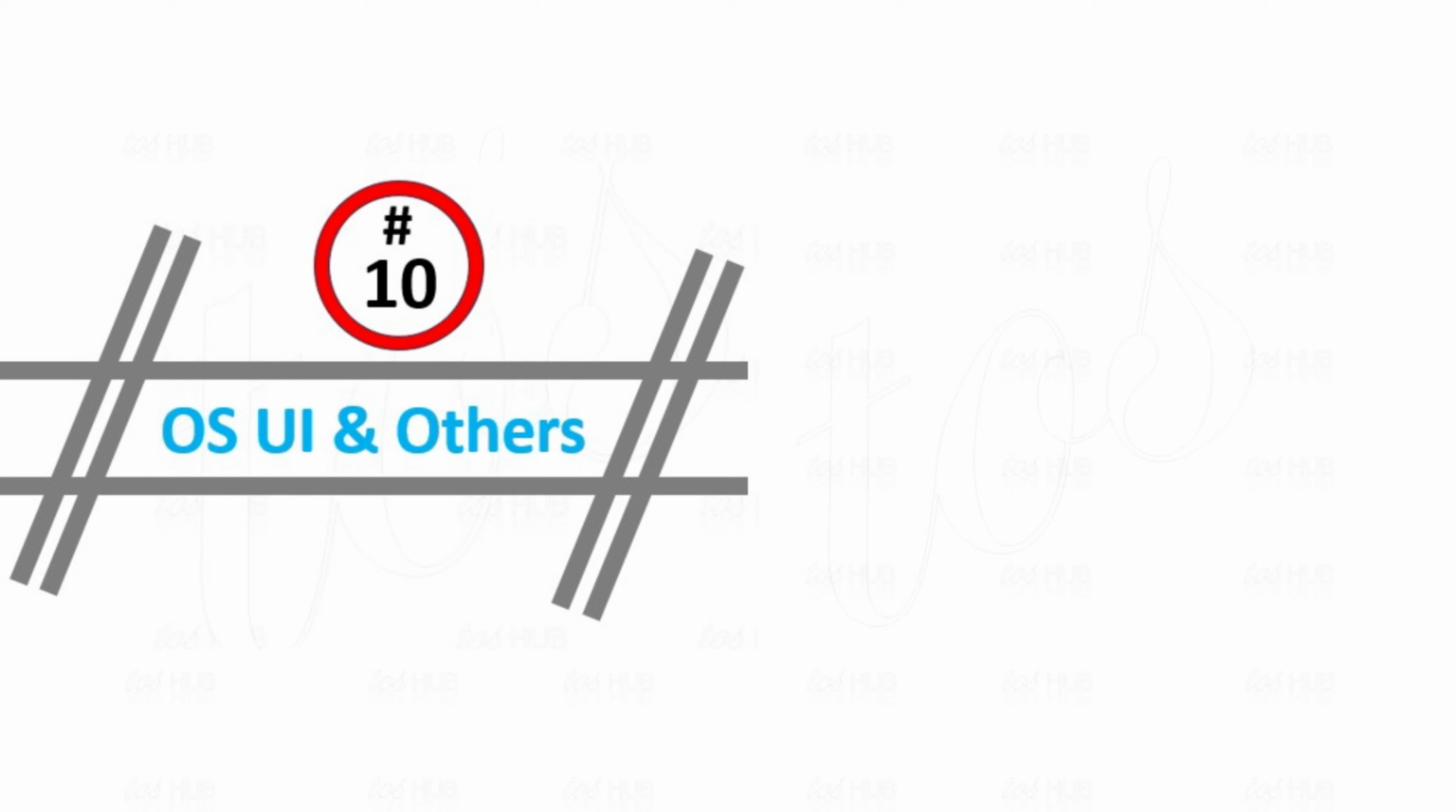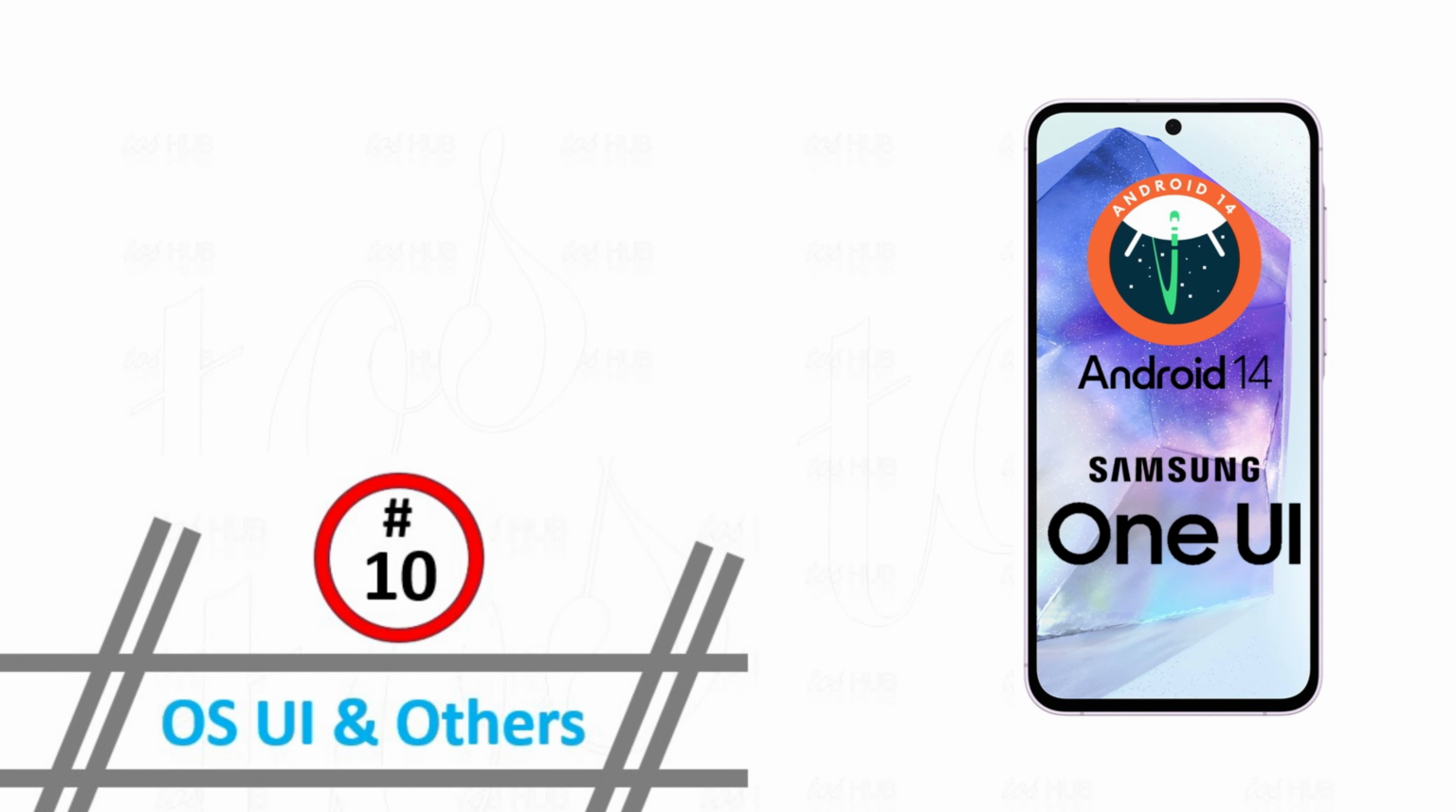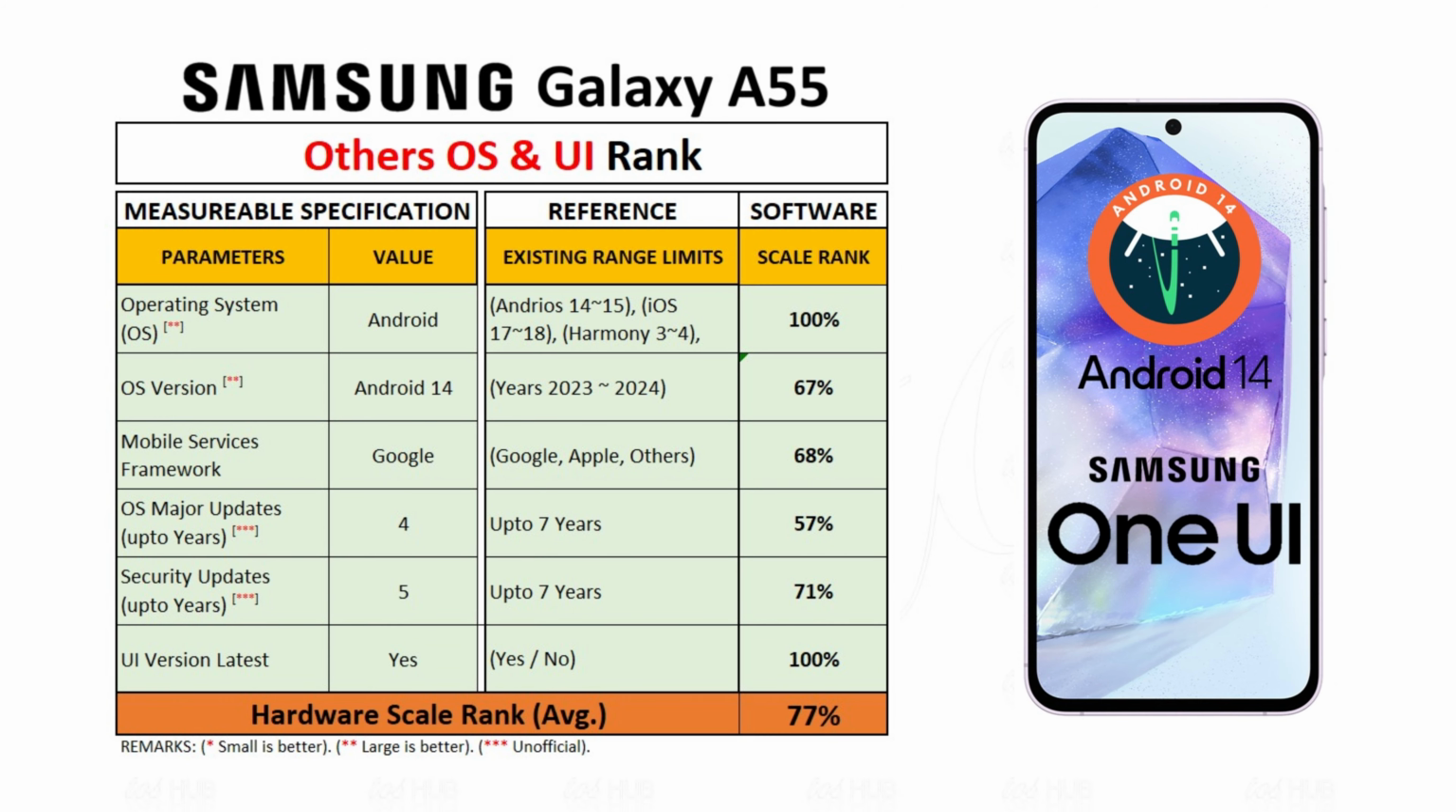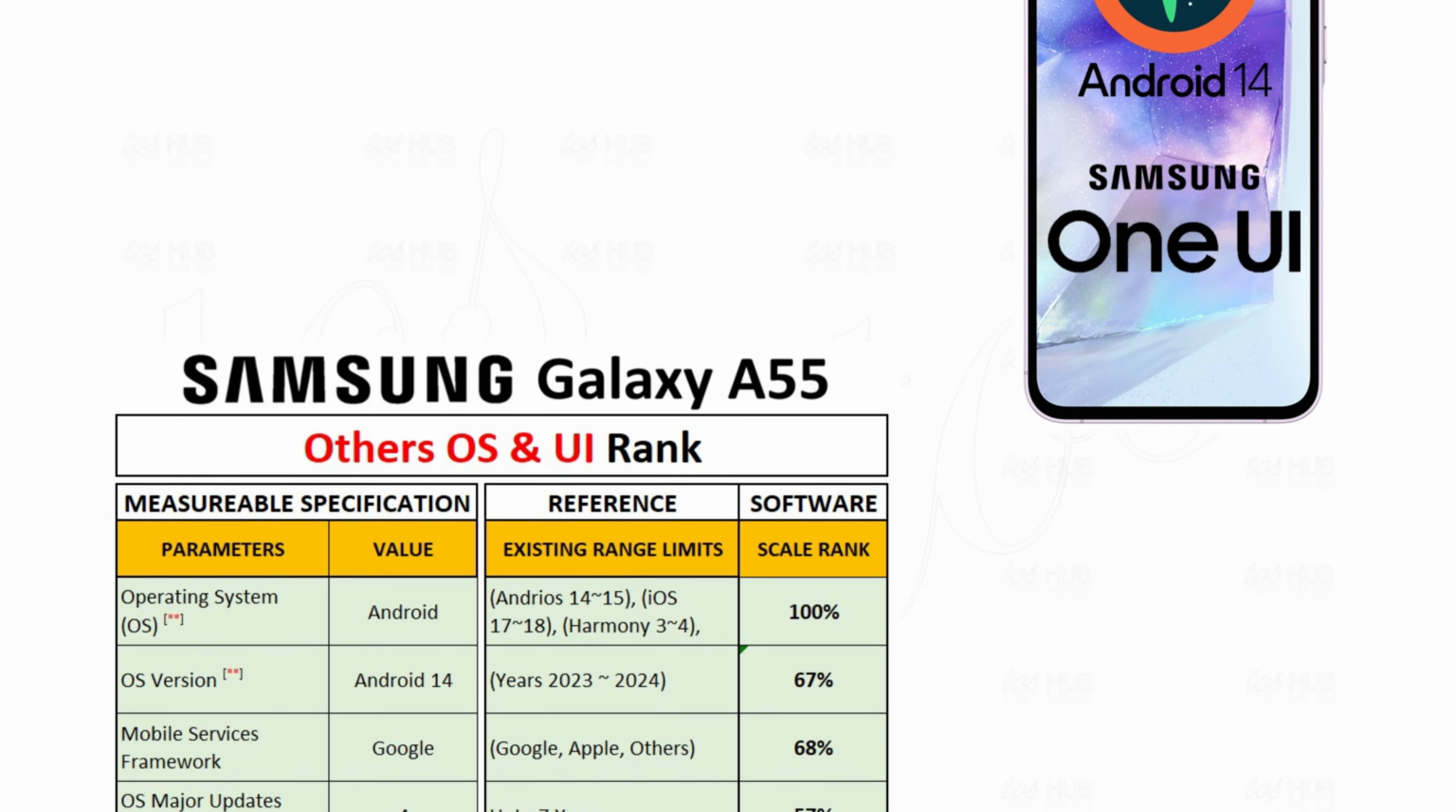Let's proceed to 10th category, about operating system and user interface. Samsung Galaxy A55 OS and UI rank bases on 6 parameters. It includes the operating system, OS UI version, mobile service framework, future major updates and security updates. By comparing the OS UI specification with available smartphones, the score rank stands at 77% scale.